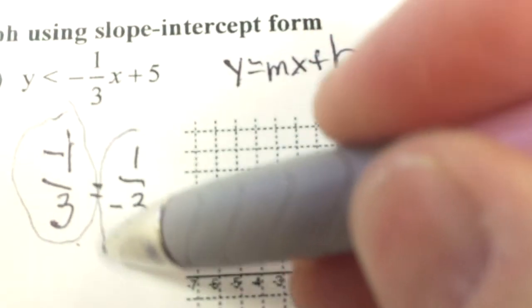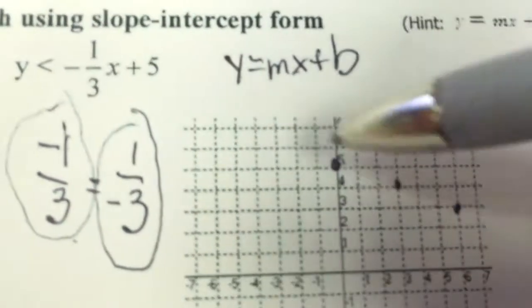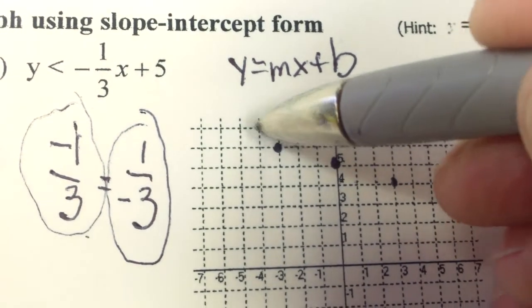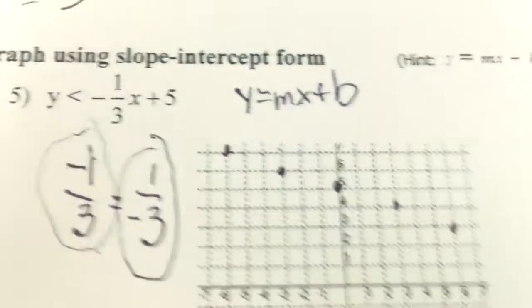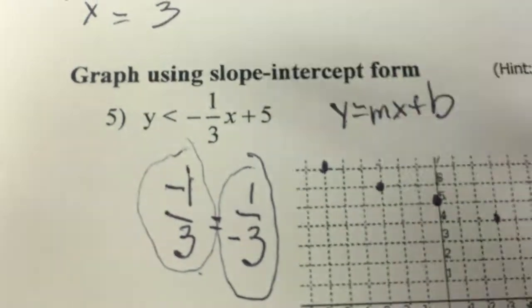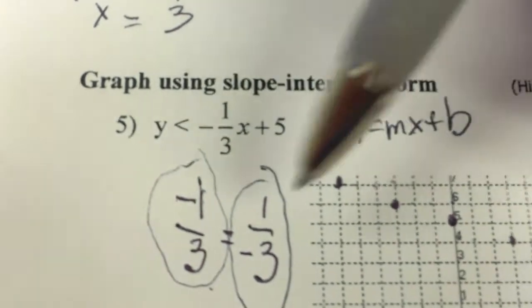Or I can start here and I can go up 1 and 3 to the left. Up 1, 3 to the left. Up 1, 3 to the left. And there's my line. It's an inequality. So I have to remember, is it broken or solid? It's broken.